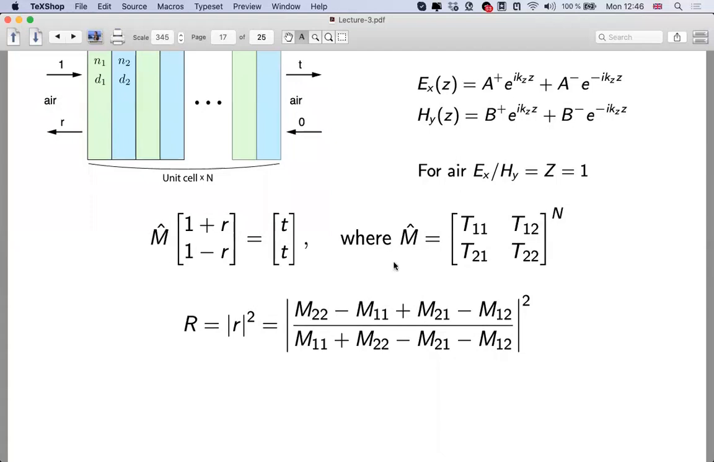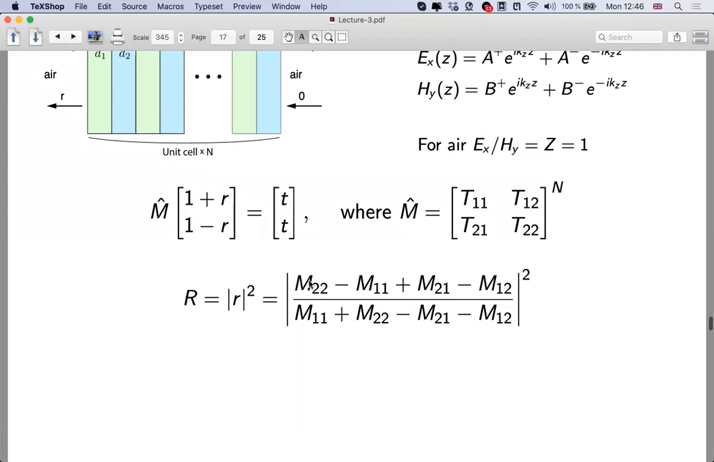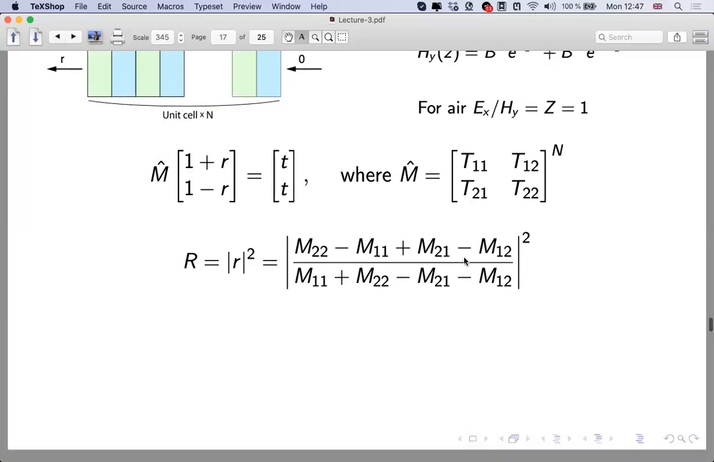Let's imagine that M is just the n-th power of the T matrix of one unit cell. This is a linear system of two equations, and you can solve it with respect to R and with respect to T. This is just a solution. The reflectance R is just the square of the absolute value of the reflection coefficient, where M are the elements of this matrix. It's quite easy to calculate the n-th power numerically. You could introduce 5 periods, 6 periods, 10 periods, 100 periods. It's not a problem numerically.